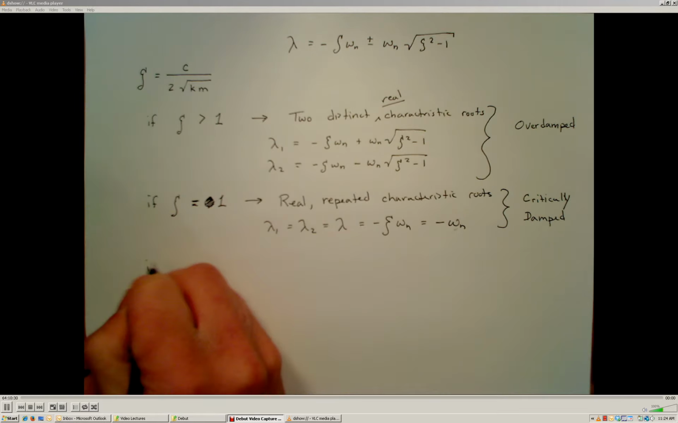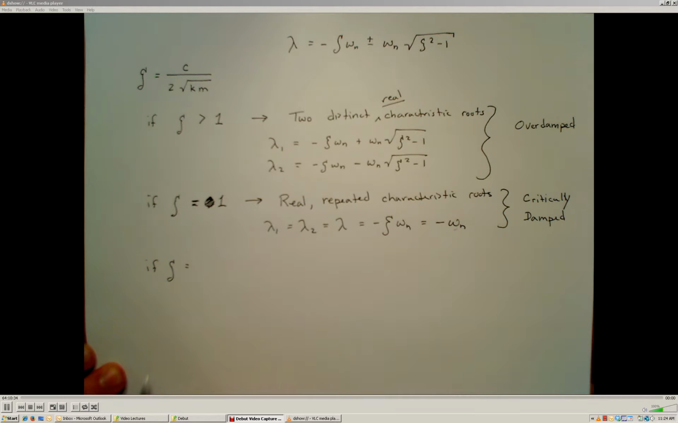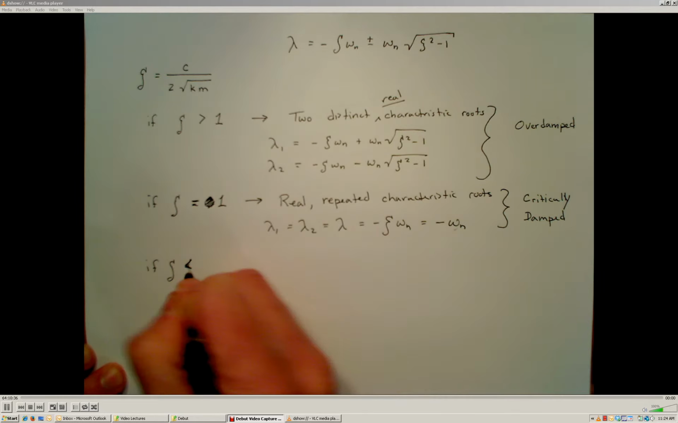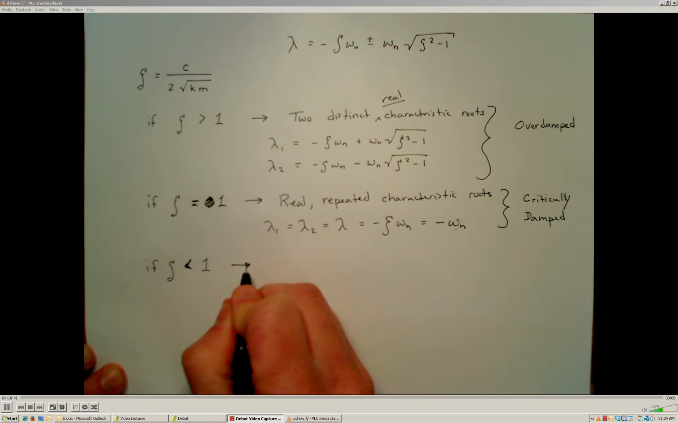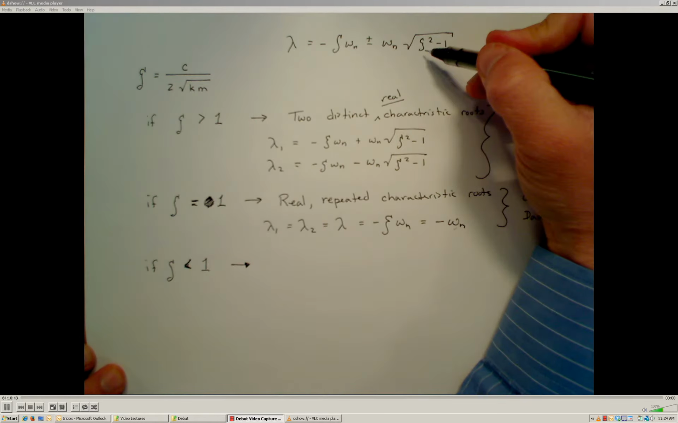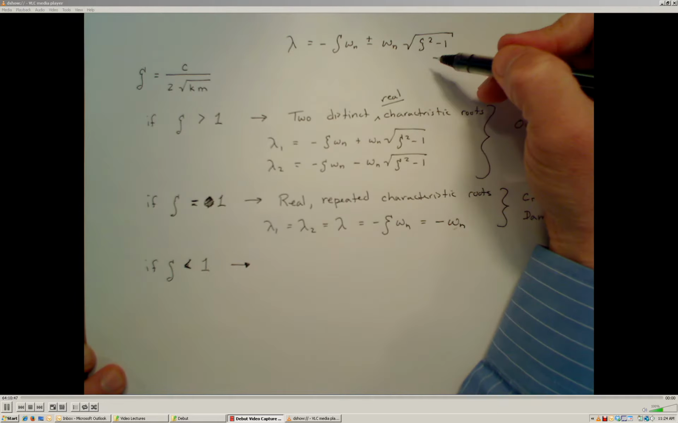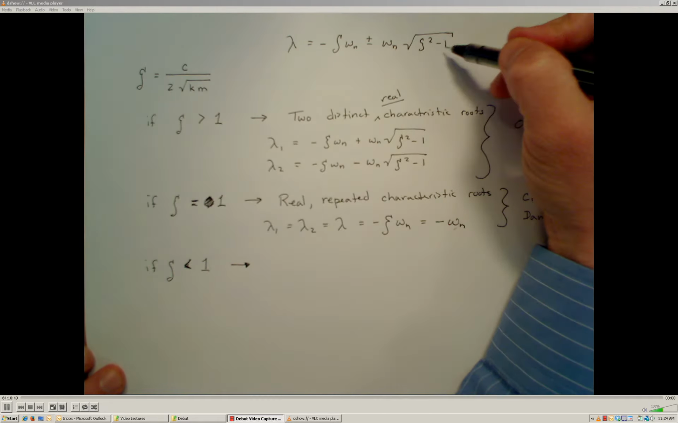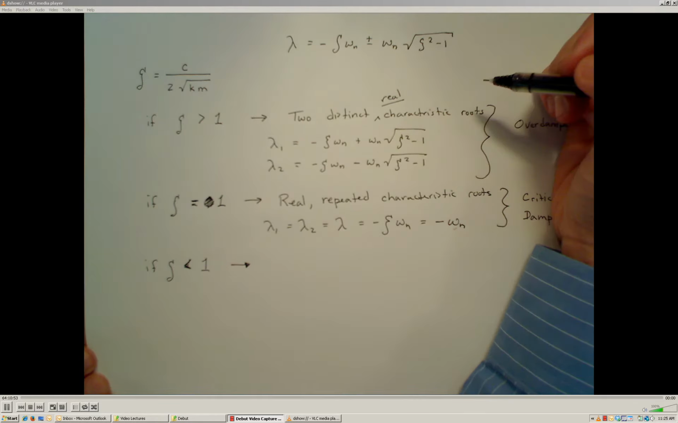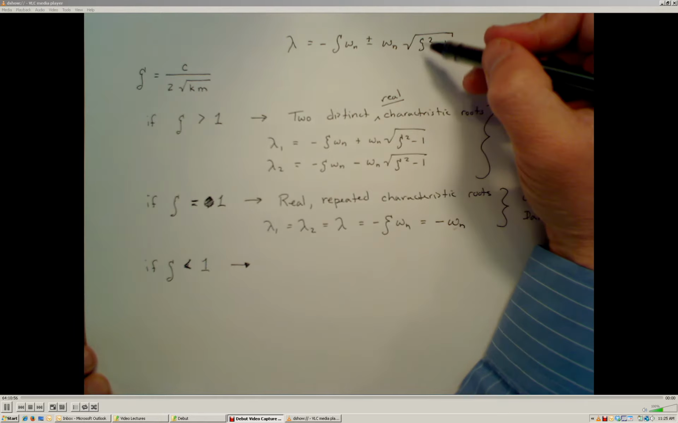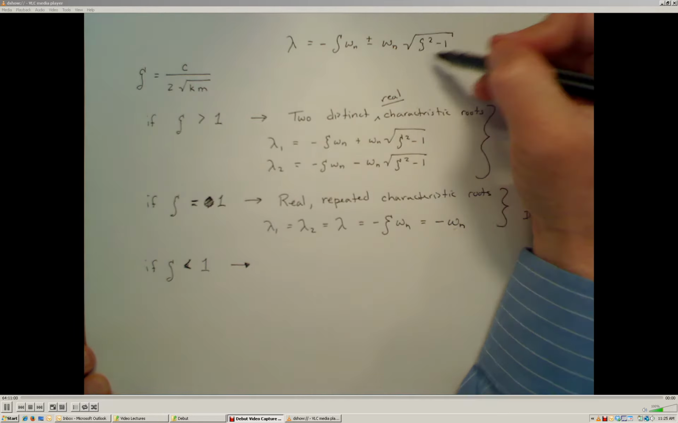And, of course, you can probably guess it now. If the damping ratio is less than a value of 1, then something interesting is going to happen. If the damping ratio is less than 1, the value under the radical is going to be less than 1 as well, because we're going to have a value smaller than 1, and we're going to subtract 1 from it. So we're going to wind up with an imaginary value on this side of our eigenvalue.